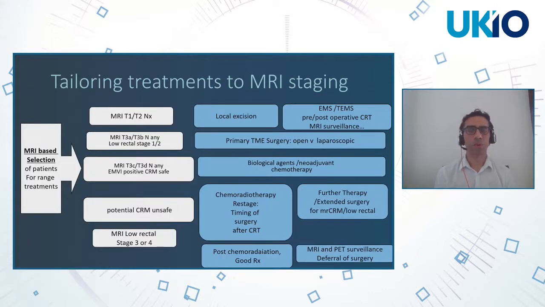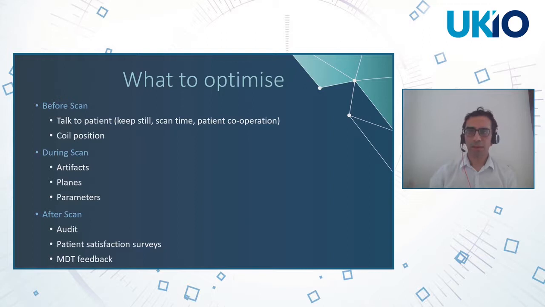So just to reinforce this point, this slide shows the variety of different treatment approaches that are considered depending on MRI tumor staging. So as Ollie was speaking about, what to optimize can be divided as what to do before the scan, what to do during the scan, and what to do after. I would emphasize before the scan communicating with the patient to ensure as much patient cooperation as possible. For example, telling the patient how long the scan will take and the importance of keeping still. It's also important to keep in mind that the patient may not know they potentially have a rectal cancer.